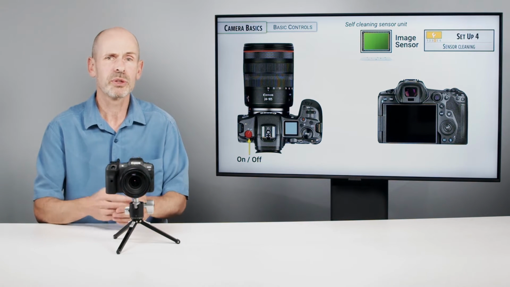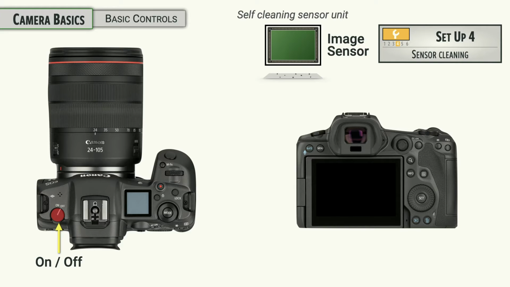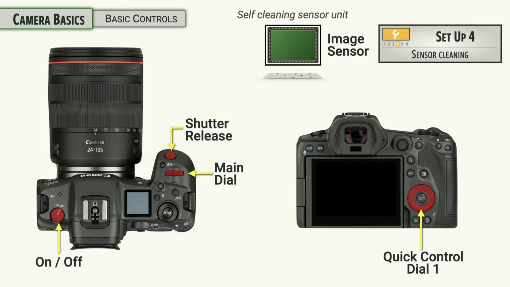You can also turn this feature on and off within the setup menu, but you can also do it just by turning the camera on and off. We'll talk more about the shutter release. That's pretty obviously important. The main dial is this forward dial on the camera. We have a quick control dial on the back of the camera, and we have a quick control dial too.